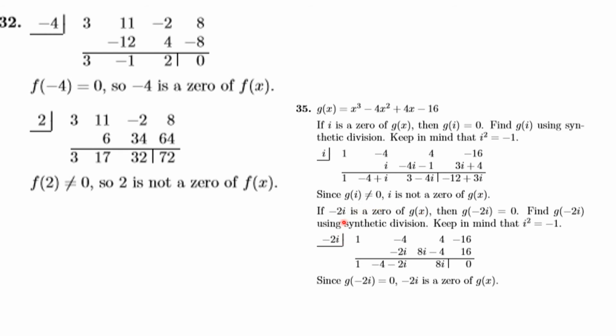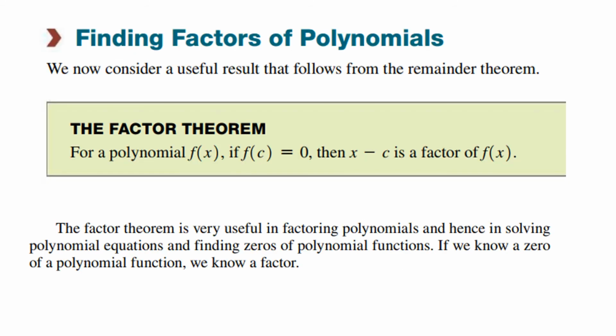Now if you do the same kind of calculation with minus 2i, you find out that you do get a 0. So since g of minus 2i is equal to 0, minus 2i is a 0 of g of x. And we can tie these together with factoring as well, because if f of c is equal to 0, then x minus c is a factor. That's really stating what we said before.